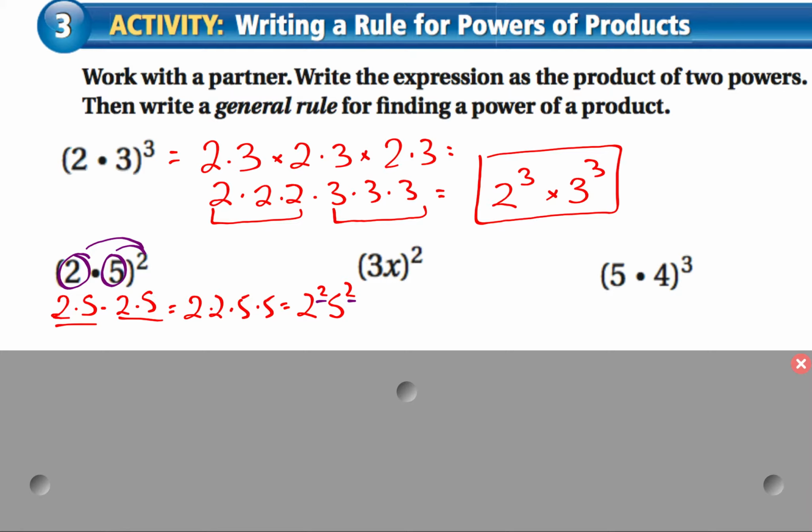There's also a distributive property of multiplication over addition. That has to do with how addition's related to multiplication and how multiplication's related to exponents. Okay, (3x) squared is going to be 3 squared x squared. And (5 times 4) to the third is 5 to the third times 4 to the third.